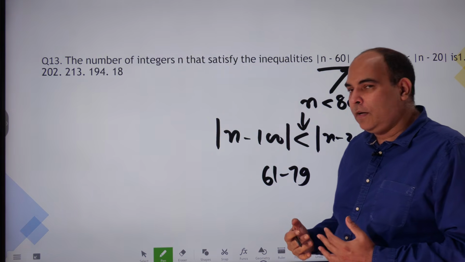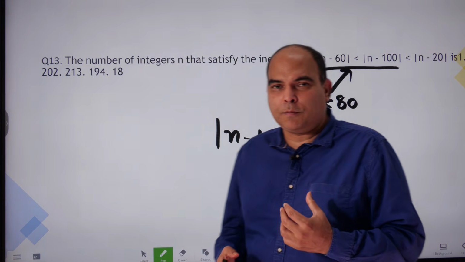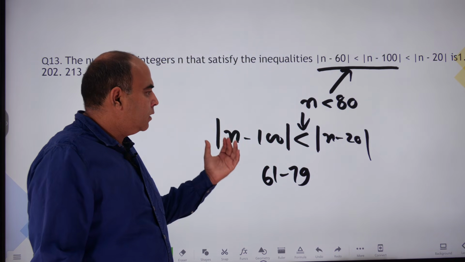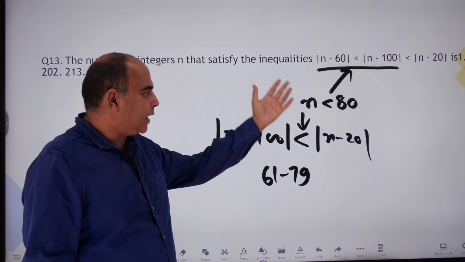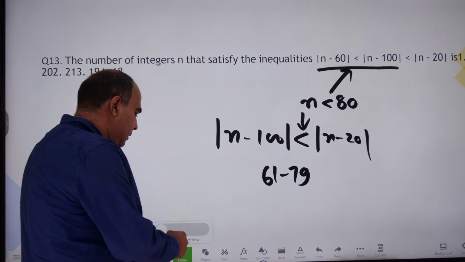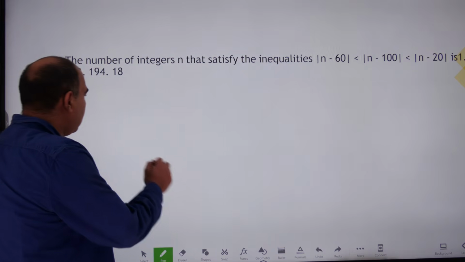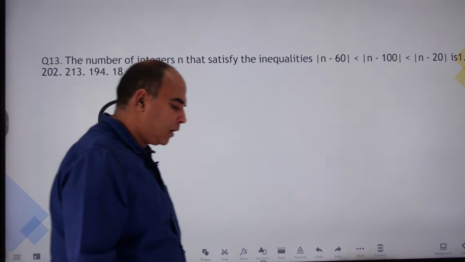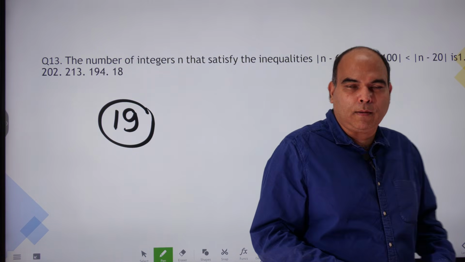So if you think on the number line, you should be able to realize that for the numbers 61 to 79, 19 such numbers, we have this inequality also matched and that inequality also matched. So this is the solution to this question, and the correct answer has to be 19. And you should trust yourself to be able to do it in this form rather than having to do this mathematically.